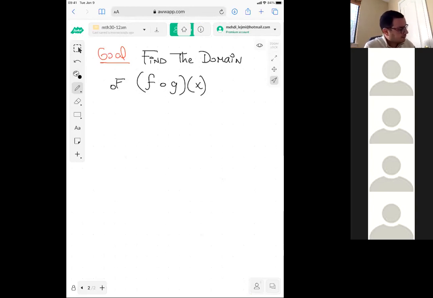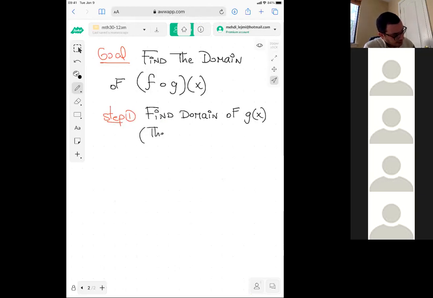So actually, there are mainly 3 steps. If you want to find the domain of f composed with g, there are 3 steps. In the first step, you need to find the domain of the second function, which is g. So in step 1, you need to find the domain of the second function, g of x.